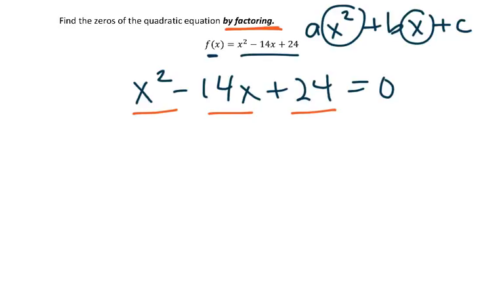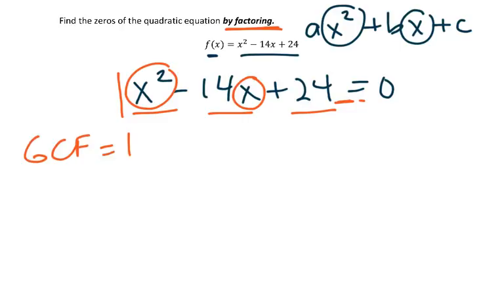And so the first thing I do is I look at the coefficients. So the coefficient here is a 1. So 1, 14, and 24. The biggest factor they have in common is a 1. And then the next thing I look at are your variables. So I have x squared, x, and then there's nothing here. So they don't share a common variable either, because not all three of the terms have an x. So your GCF here is 1.